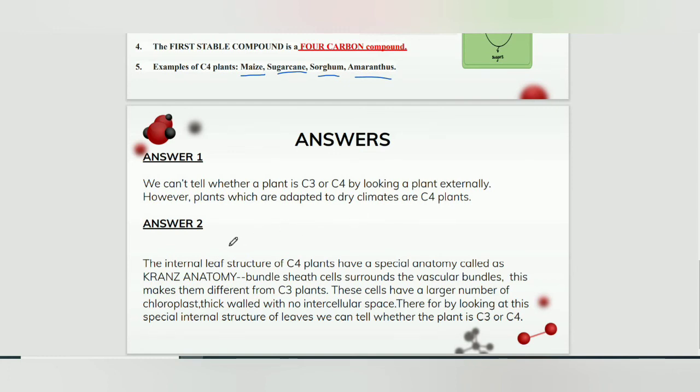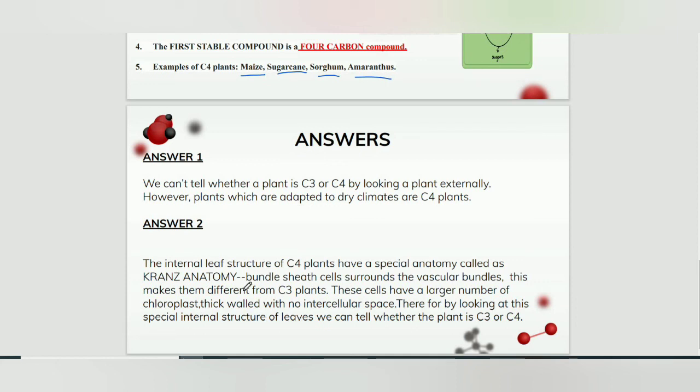Now the second question is whether there is any difference in the internal structure, and how you can distinguish between C3 and C4 plants just by looking at the internal structure. Yes, it is possible. By looking at the internal structure, we can distinguish between C3 and C4 plants, because C4 plants have a special anatomy called Kranz anatomy. That means their vascular bundles are surrounded by bundle sheath cells in a ring-like fashion. That is not a feature of C3 plants, so you can distinguish based on this property.